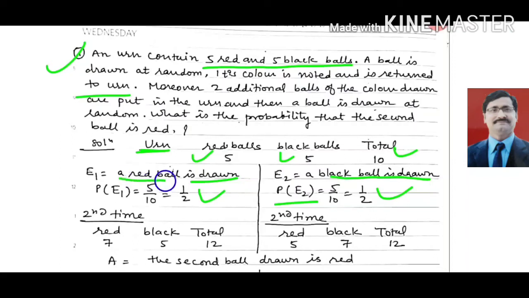Now the second time, 2 balls of the same color you have to put. Means if you draw a red ball, you have to add red balls here. You will add 2 red balls, so you get red balls as 7, black balls 5, and total balls 12. And if you draw the black ball, you add 2 black balls, so in place of 5 you will have 7 here. So 5 red balls, 7 black balls, and 12 total balls. Do all of you understand this?